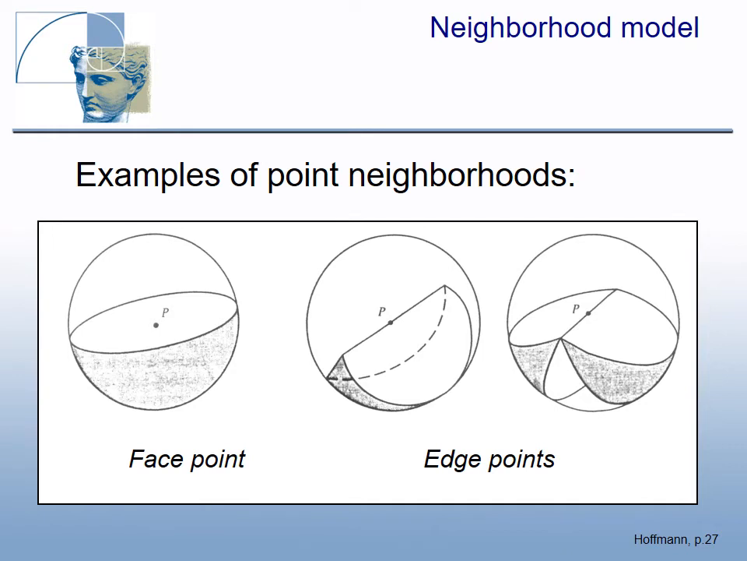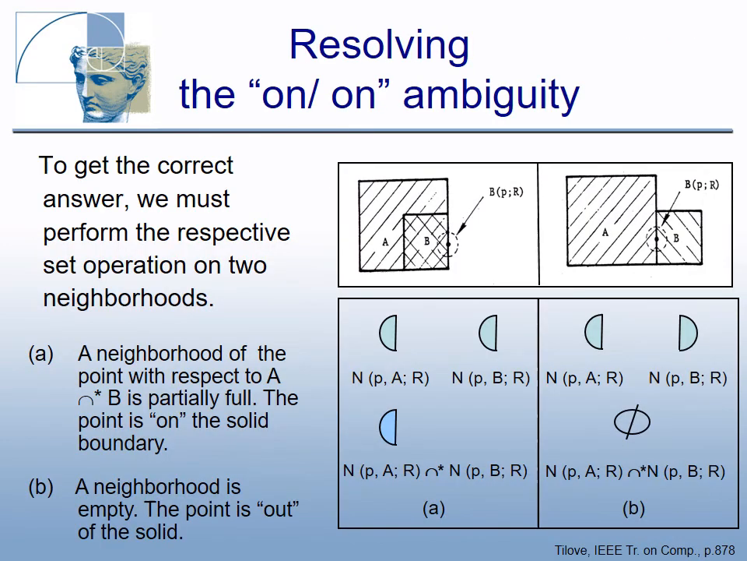Two types of boundary points with their neighborhoods are shown in the picture. There are face and edge boundary points. Now you know enough about neighborhoods for resolving the on-on ambiguity.